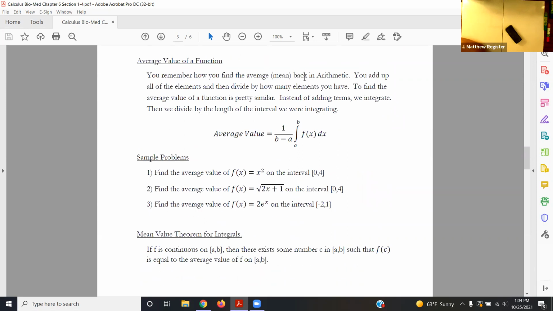And so you remember how to find the average or mean back in arithmetic. You add up all the elements and then you divide by how many elements you have. Well, to find the average value of a function, it's basically the same. The only difference is we divide by the interval. And let's see if we can see the visual for what's going on here. And so let's stop the share again, and we'll try and understand the visual.